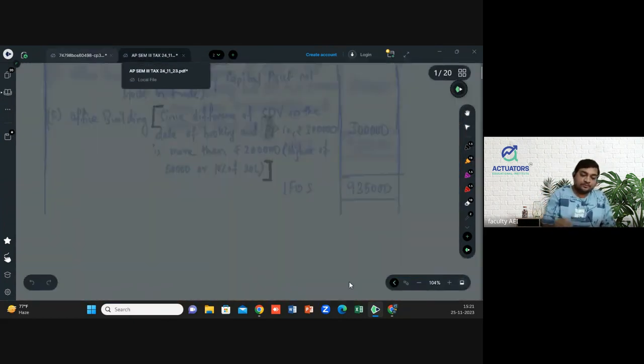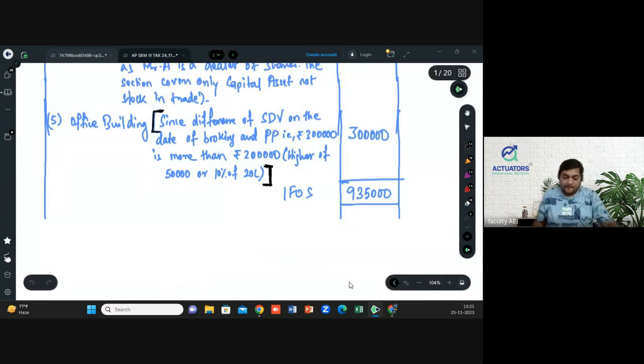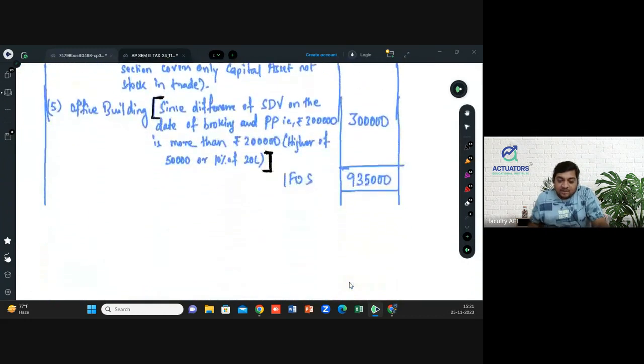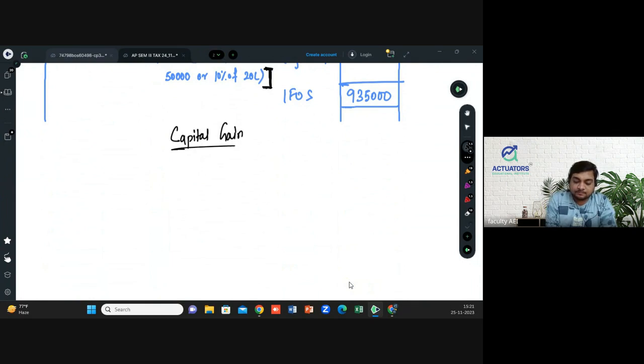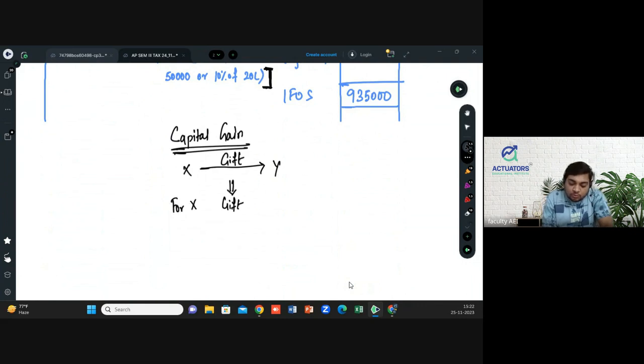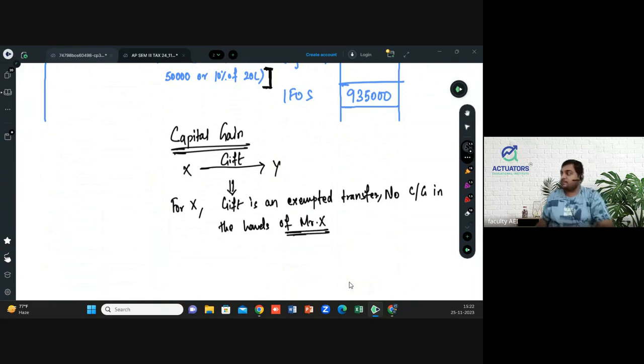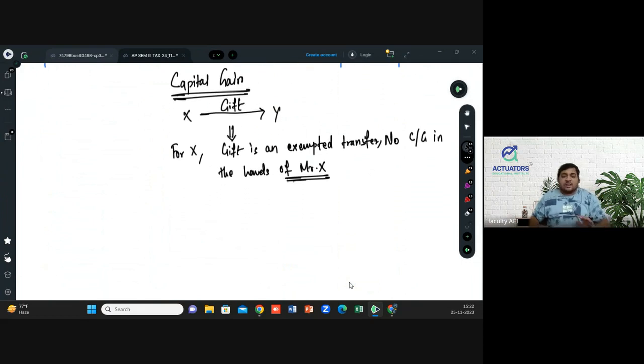Now, with respect to capital gain, I would like to tell you something. Mr. X has gifted to Y. Okay. So for X, gift is an exempted transfer. No capital gain in the hands of Mr. X. Right? We know we have done this in capital gain.